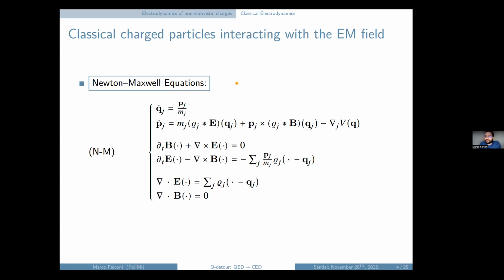Can you see my pointer? Excuse me. If yes, I point, okay. Yes, I can see.